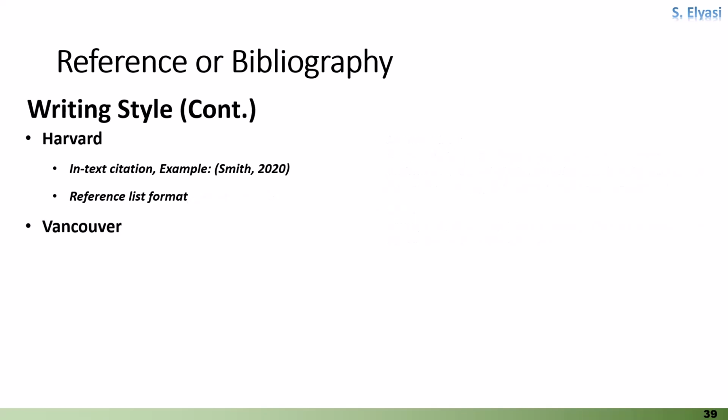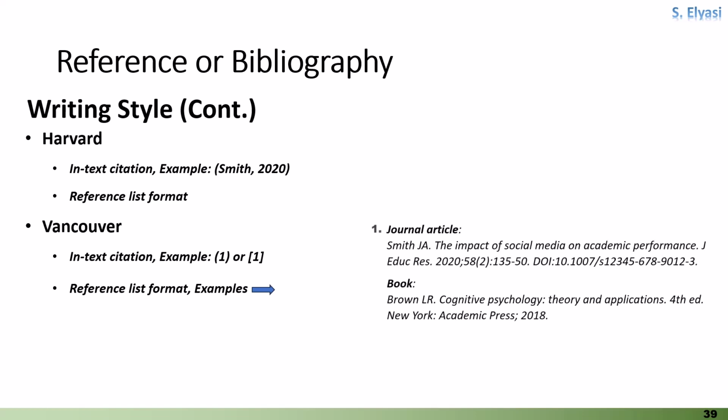Vancouver style is commonly used in the medical and health sciences. This style uses numbered references in the order they appear in the text, and includes a corresponding numbered list at the end. In-text citation. Citations in Vancouver are indicated by numbers in parentheses or superscripts that correspond to numbered entries in the reference list. Reference list format. The references are listed in the order of appearance in the text, and each entry is numbered. Authors' names are written in full, but journal names are abbreviated.